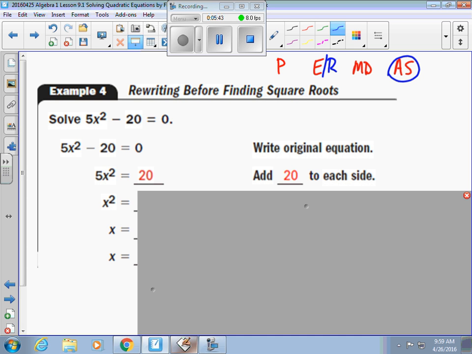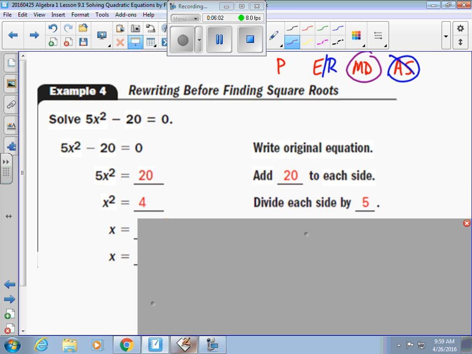So then there's no more addition and subtraction. Now you have 5 times x squared is equal to 20. So you go to the next step, multiplication and division. In order to undo 5 times x squared, you divide both sides by 5. That will cancel out times 5, and that leaves you with x squared is equal to 4.